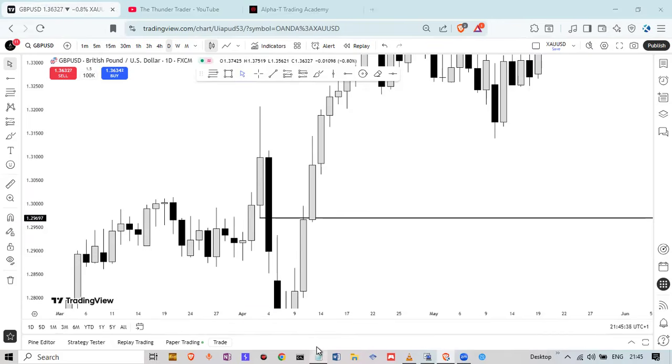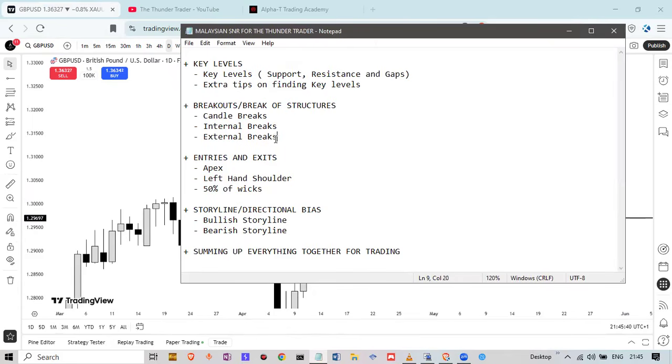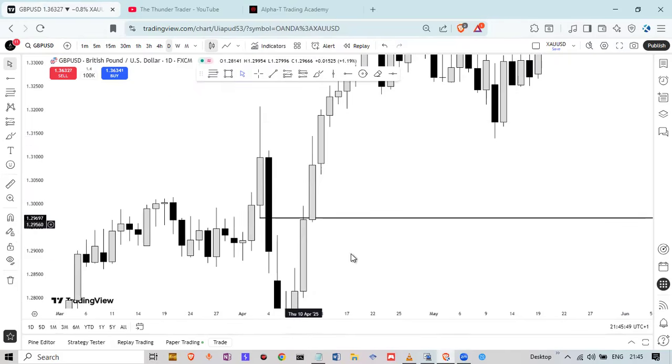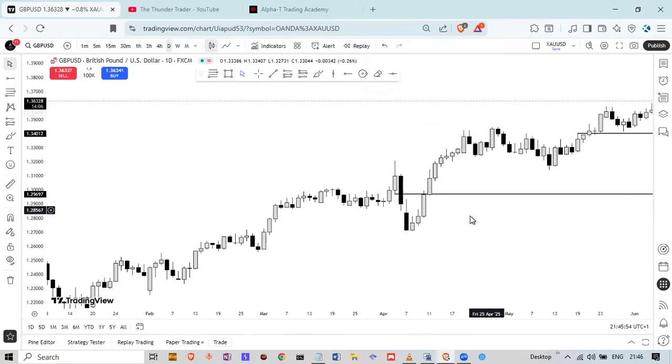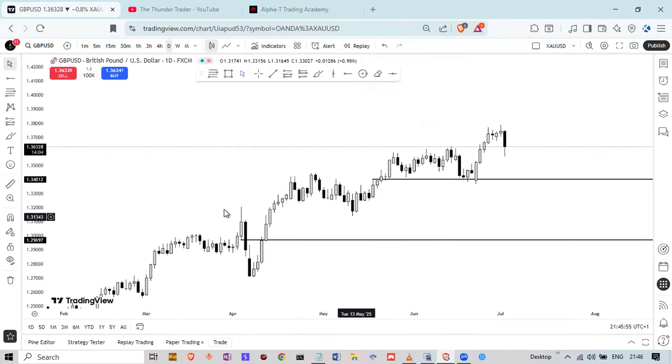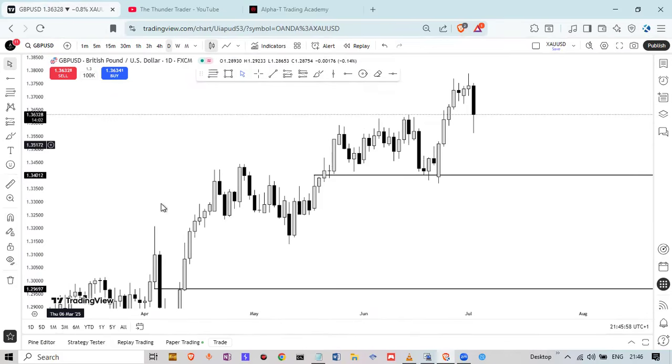Now the rest is for Malaysian SNR. I don't know if I'm the one adding it, but just learn it. What we call the internal breaks and the external breaks. Now for the internal breaks, let me show what an internal break looks like.